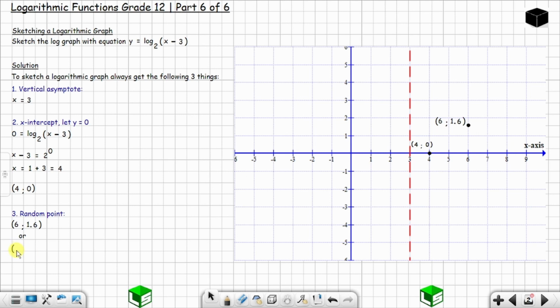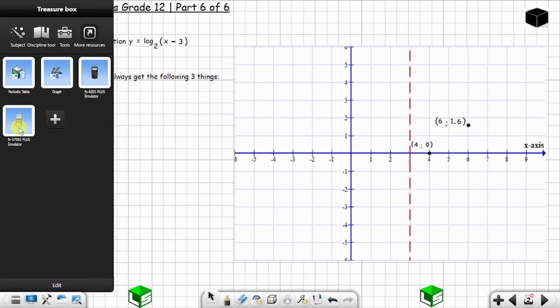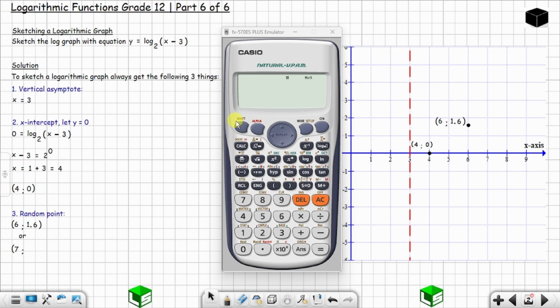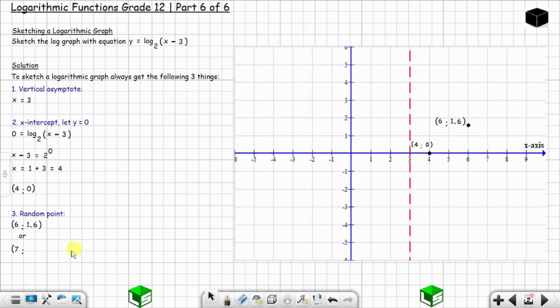When x is equal to 7, what is y equal to? Let's use the calculator. In the bracket you are going to have 7 minus 3, and this is equal to 2. So the y value is 2. Now you have a y value which is not a decimal.